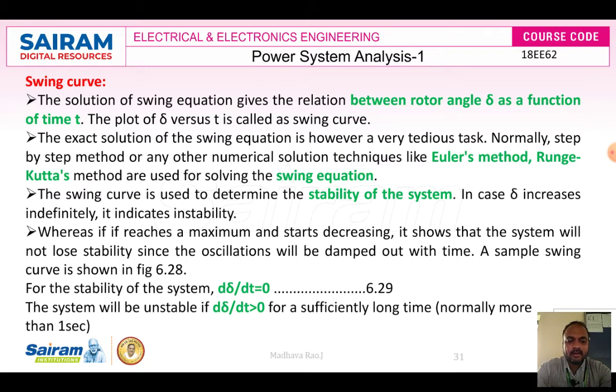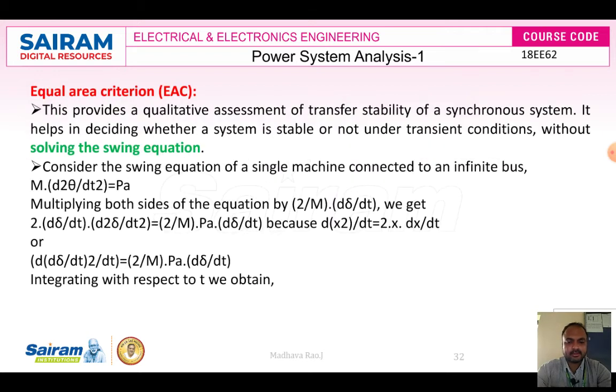When d delta by dt is greater than 0, then we can say the system is unstable. Okay, so this is about stability conditions. When d delta by dt is equal to 0, the system is stable. When d delta by dt is greater than 0, the system is not stable; that is called instability.